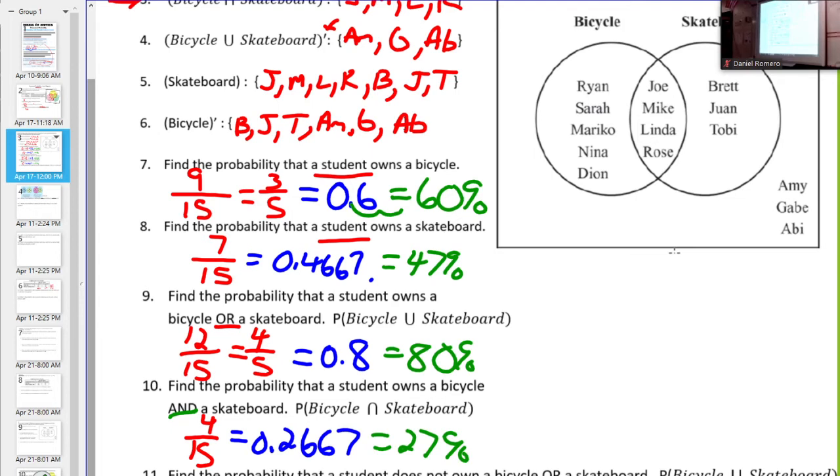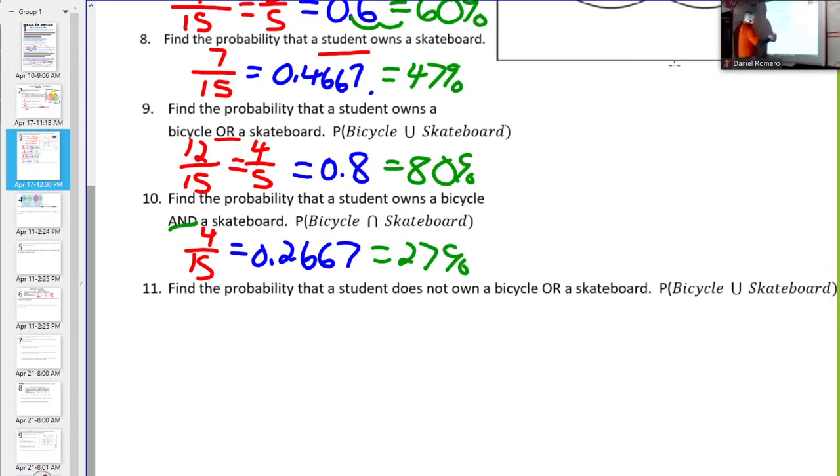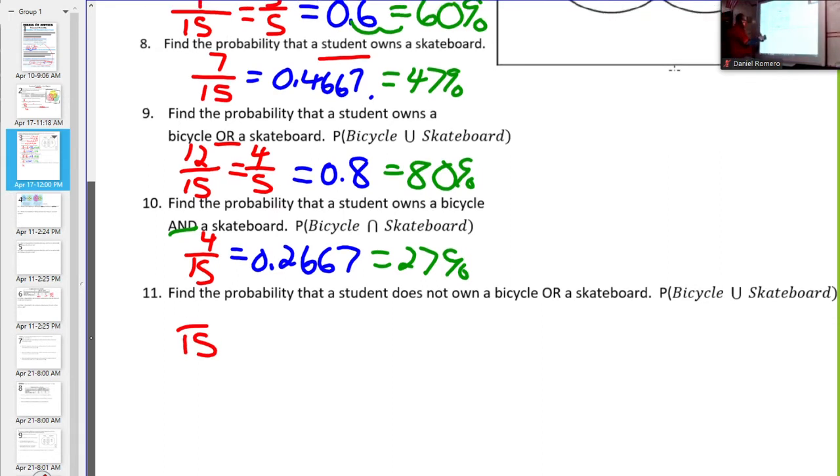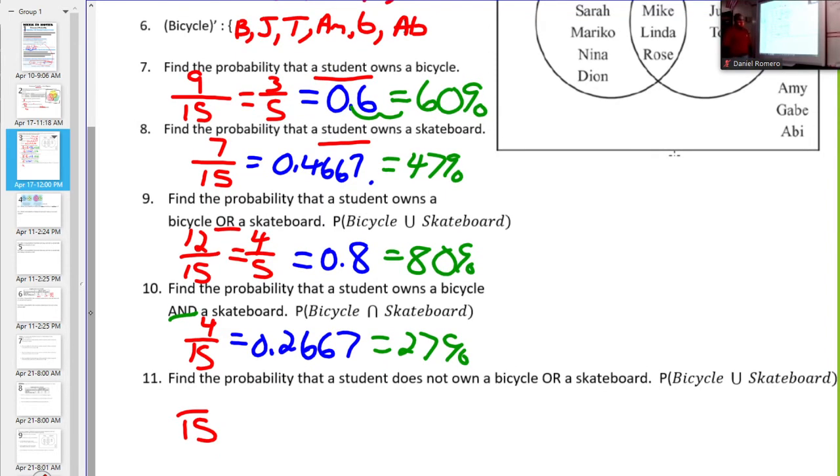Find the probability that a student does not own a bicycle or a skateboard. I got cut off there because of the complement sign right here. So we're still talking about students. How many own neither? No bicycle, no skateboard. How many do not fall in the union? 3, good. So that's 1 out of 5. As a decimal, that's 0.2. ¿Y cómo se escribe como un por ciento? Muy difícil.